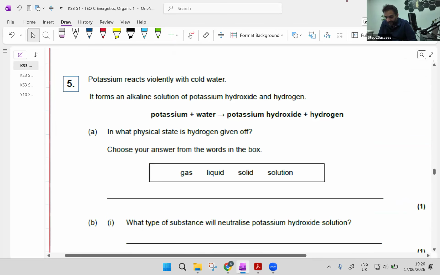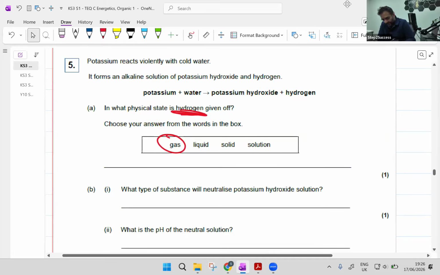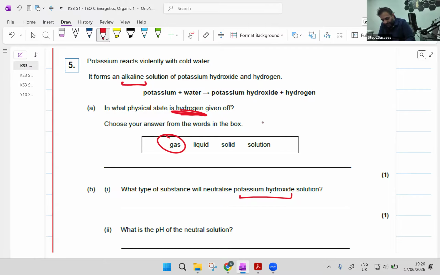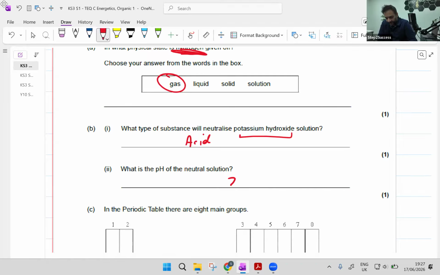Question 5. Potassium reacts violently with cold water. In what physical state is hydrogen given off? Hydrogen is usually given off as a gas, so that would be that. What type of substance will neutralize potassium hydroxide? Potassium hydroxide, as it tells you in the question, actually is an alkali. So what do we need to neutralize an alkali? An acid. What is the pH of a neutral solution? Your pH scale tells you that 7 is a neutral pH.